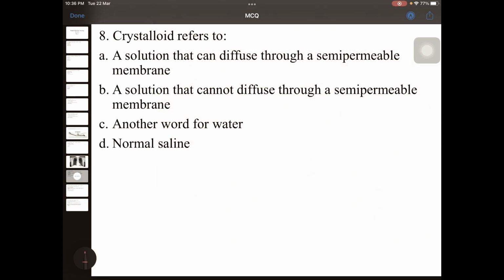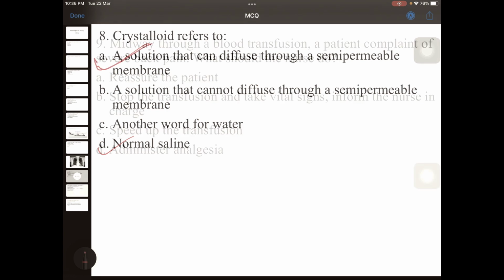Question number 8. Crystalloid refers to option A, a solution that can diffuse through a semi-permeable membrane. Option B, a solution that cannot diffuse through a semi-permeable membrane. Option C, another word for water. Option D, normal saline. The correct option here is option A. Crystalloids are solutions that can diffuse through semi-permeable membranes, and normal saline is just an example of a crystalloid.